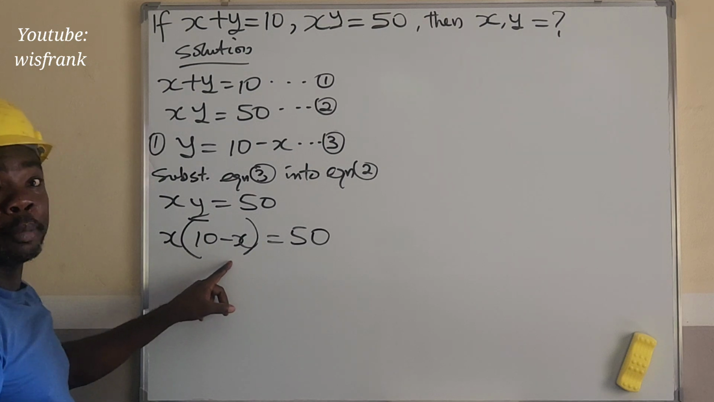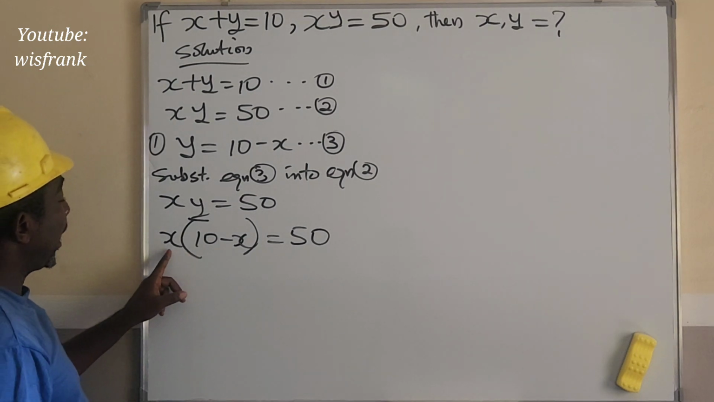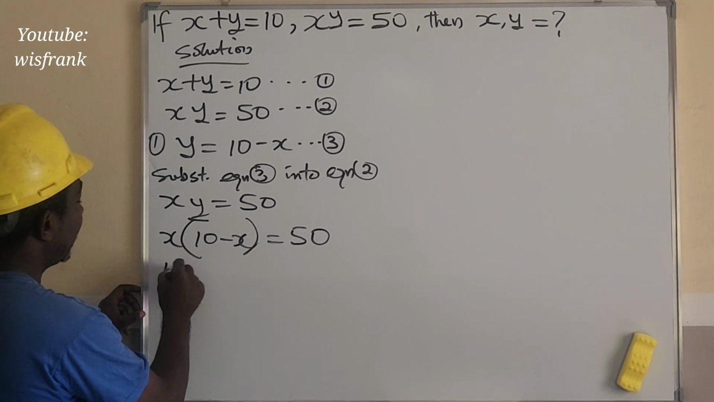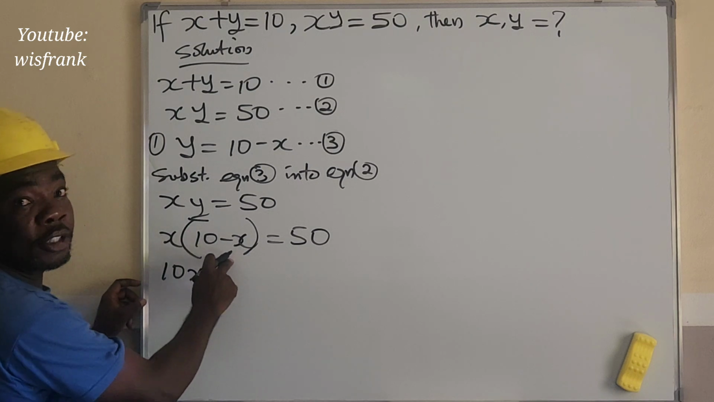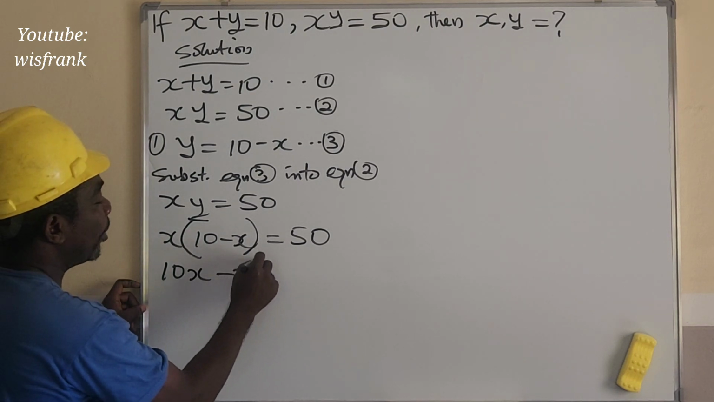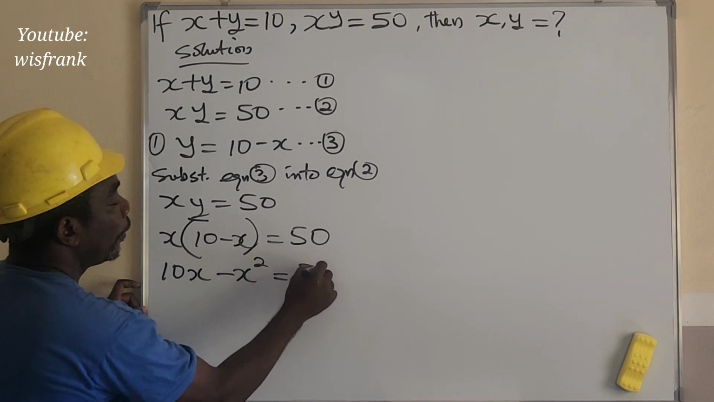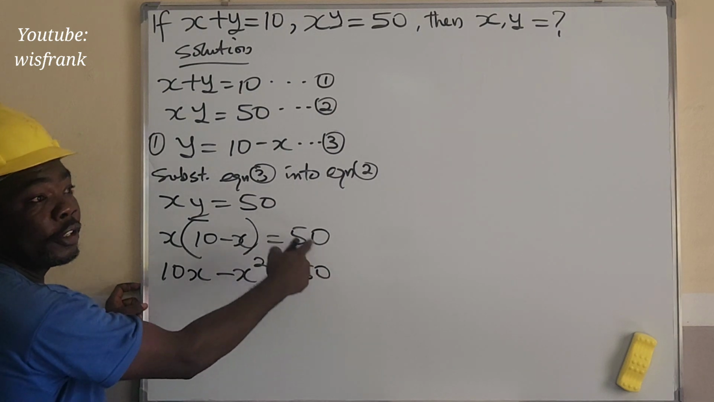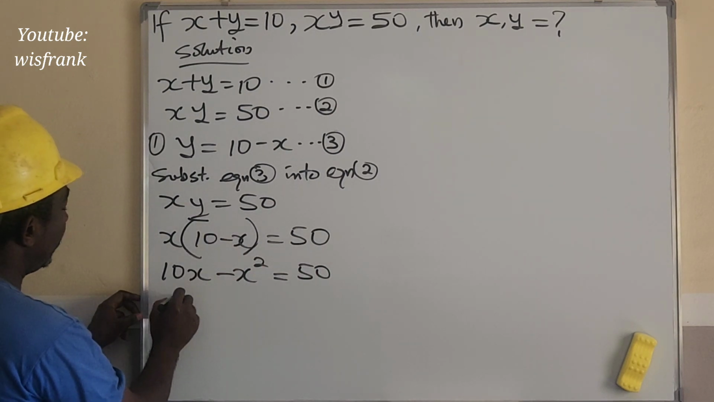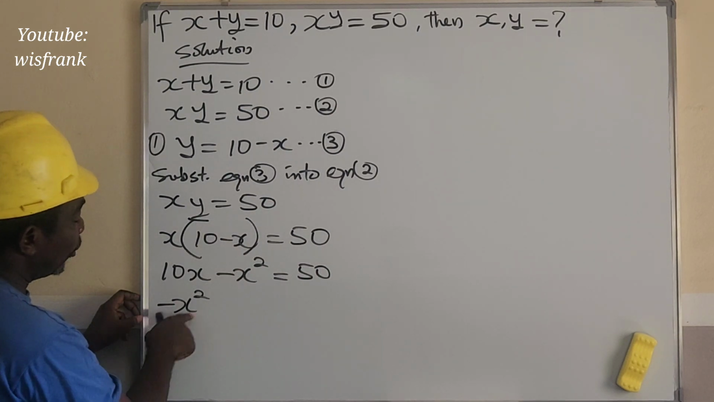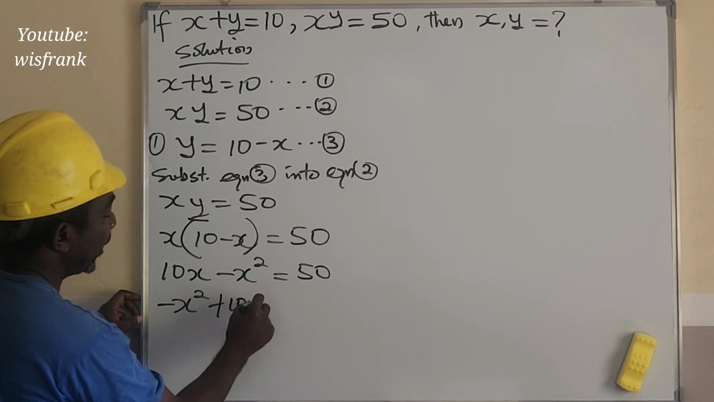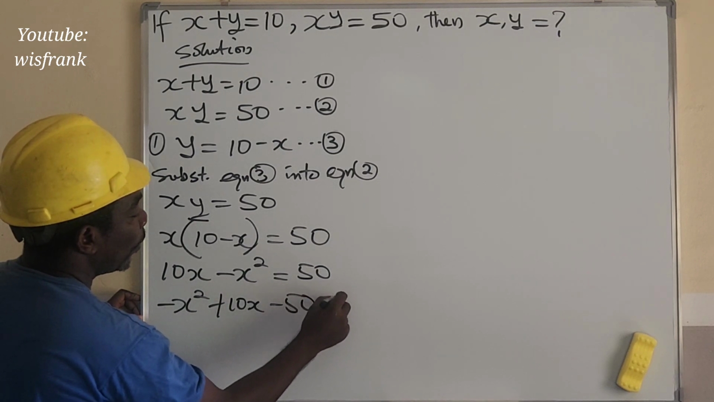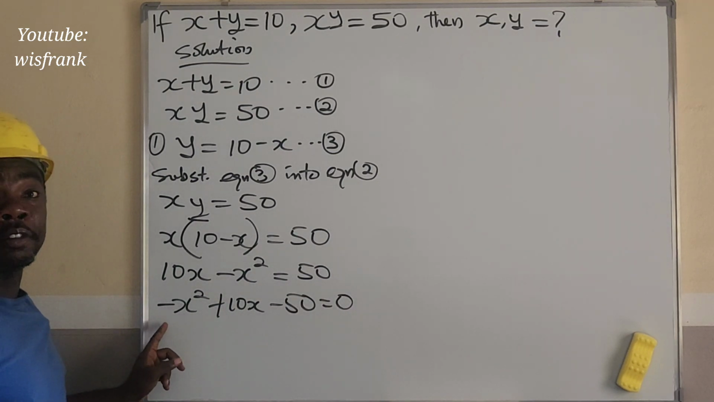So we can expand this parenthesis. So this will become x times 10 will give us 10x. Then x times minus x will give us minus x to the power of 2 equals 50. We can transpose 50 to this other side. So this will become minus x to the power of 2 plus 10x minus 50 equals 0. So we have negative sign here.